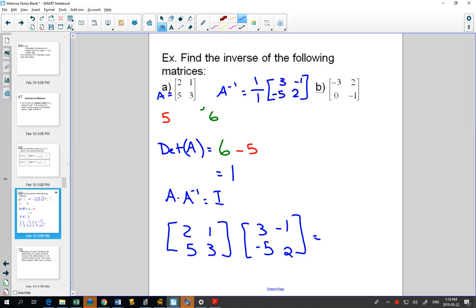Well, first row, first column, 6 minus 5, 1. First row, second column, negative 2 plus 2, 0. Second row, first column, 15 minus 15, 0. Second row, second column, negative 5 plus 6, 1. And sure enough, we get the identity matrix.